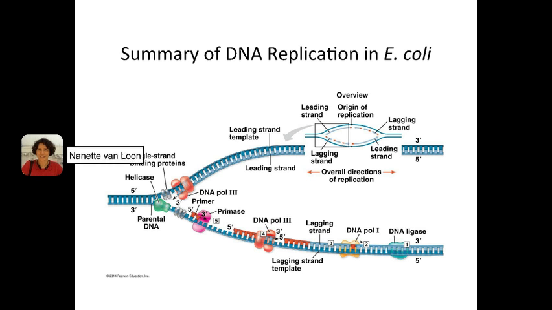Now we're going to summarize the process of replication, looking at both the leading strand and the lagging strand. The replication fork that we're looking at is going to be the left fork from this origin of replication, and the leading strand is going to be the upper strand. We see how the replication fork is opening to the left with helicase separating the two template strands from each other by breaking the hydrogen bonds between them.